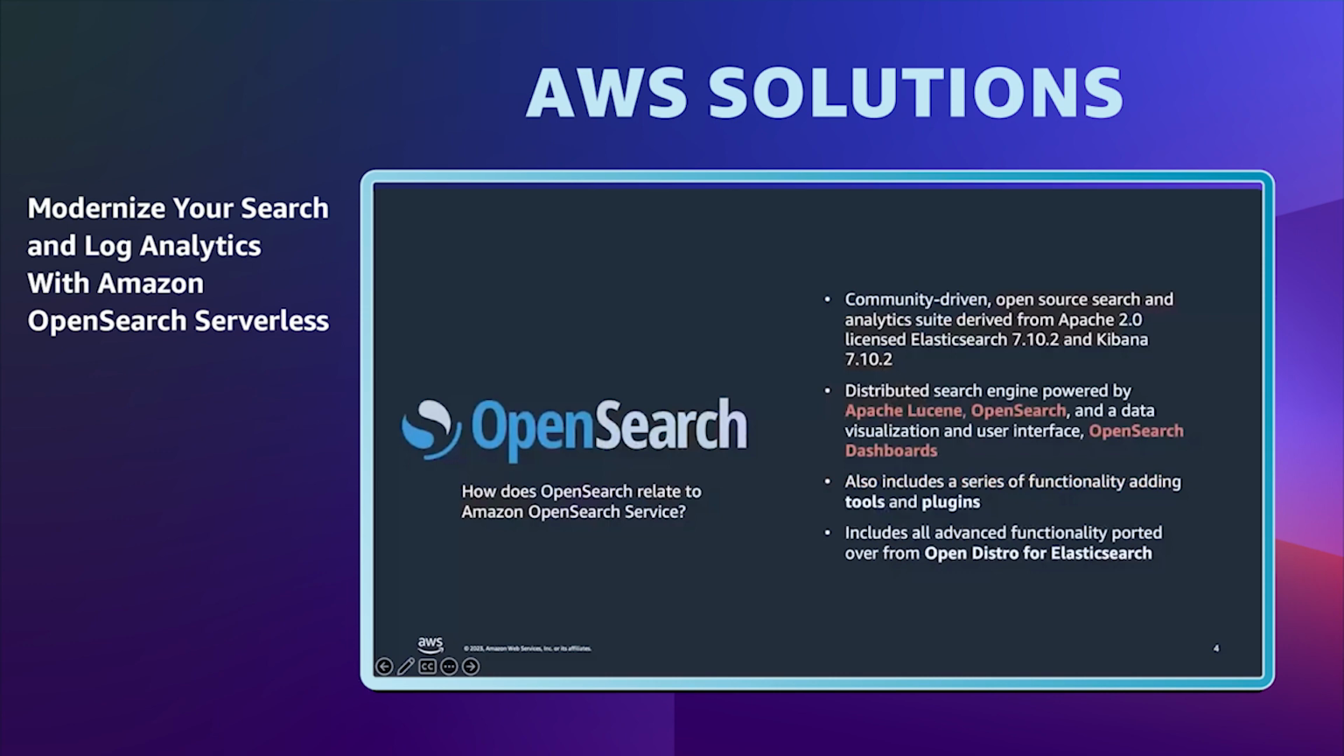We have open source OpenSearch, which is a 100% community-driven open source search and analytics suite derived from the Apache 2.0 license version of Elasticsearch 7.10.2. It is powered by Lucene and has OpenSearch as the search engine and Dashboards as the visualization interface. The plugins that were built on top of OpenDistro were also imported into OpenSearch, and we are iterating and providing additional plugins on top of the open source OpenSearch.